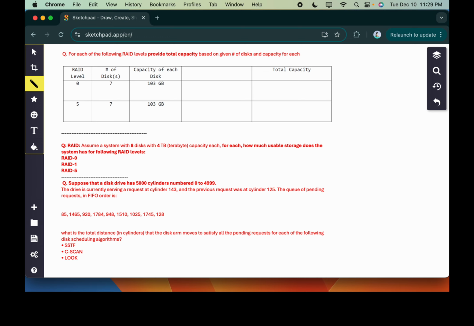Okay, so RAID level 0, right? This is just the striping. We have a total of 7 disks. We're able to use all the disks for that because it's RAID level 0. There's no mirroring, there's no parity, there's no backups. So all 7 disks are usable. Now that's bad if one goes down, but we just care about the total storage at this point. 103 times 7. And that would be it for that part.